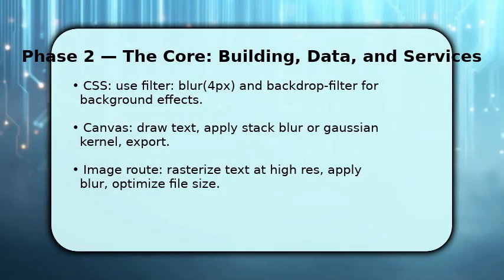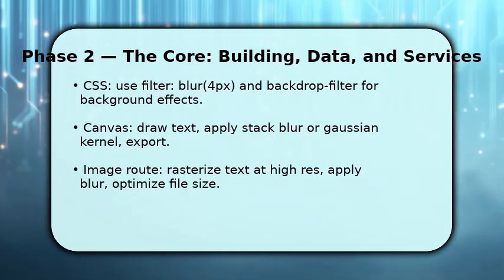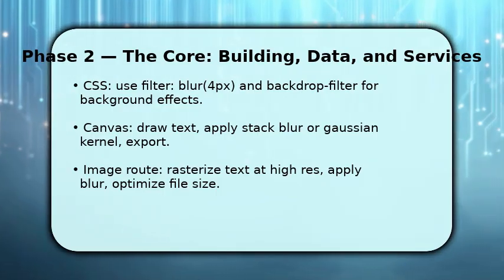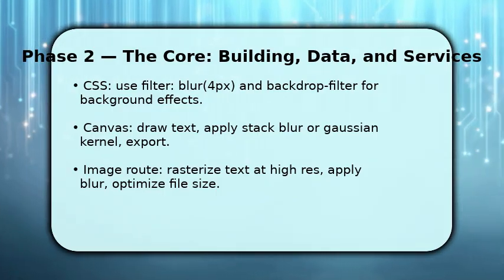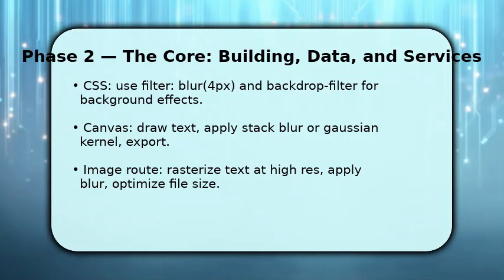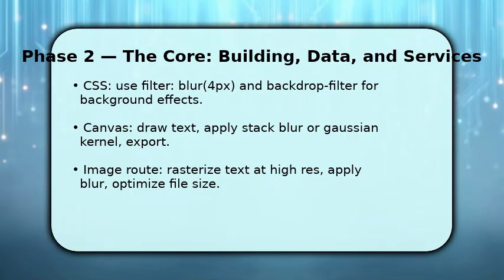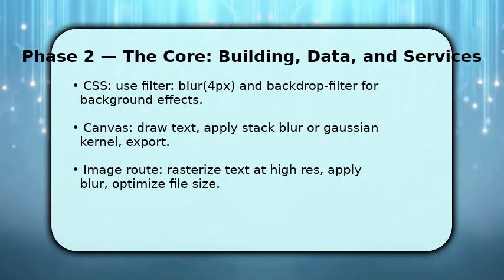If using Canvas, render text at 2x resolution, apply a Gaussian or stack blur algorithm, then downscale to avoid banding. For images, rasterize at high resolution before blurring and compress afterward to keep file size reasonable. Each path balances quality, accessibility, and performance differently.